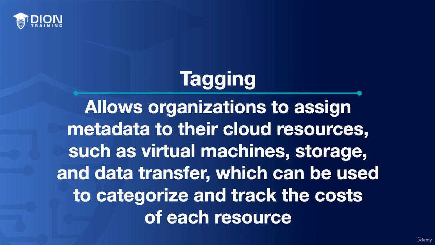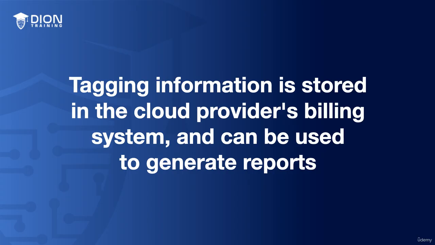Tagging is another method for tracking and organizing cloud computing costs. Tagging allows organizations to assign metadata to their cloud resources, such as virtual machines, storage, and data transfer, which can be used to categorize and track the cost of each resource. Tagging information can include the name of the project or department that is using the resource, the cost center associated with that resource, and any other relevant information that can help the organization better understand its cloud computing costs. Tagging information is stored in the cloud provider's billing system and can be used to generate reports that show the cost of each tag, which can then be used to allocate costs to specific projects or departments.